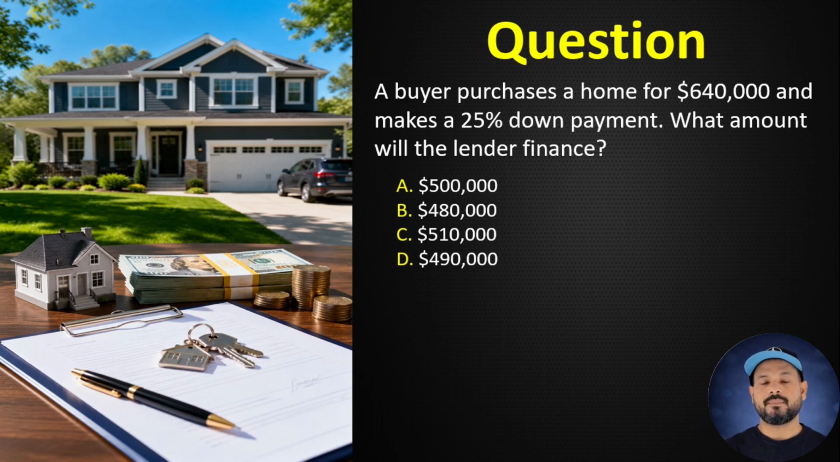Question number 2. A buyer purchases a home for $640,000 and makes a 25% down payment. What amount will the lender finance? A. $500,000, B. $480,000, C. $510,000, D. $490,000. Correct answer, B. $480,000. The lender finances 75% of the purchase price after the 25% down payment.